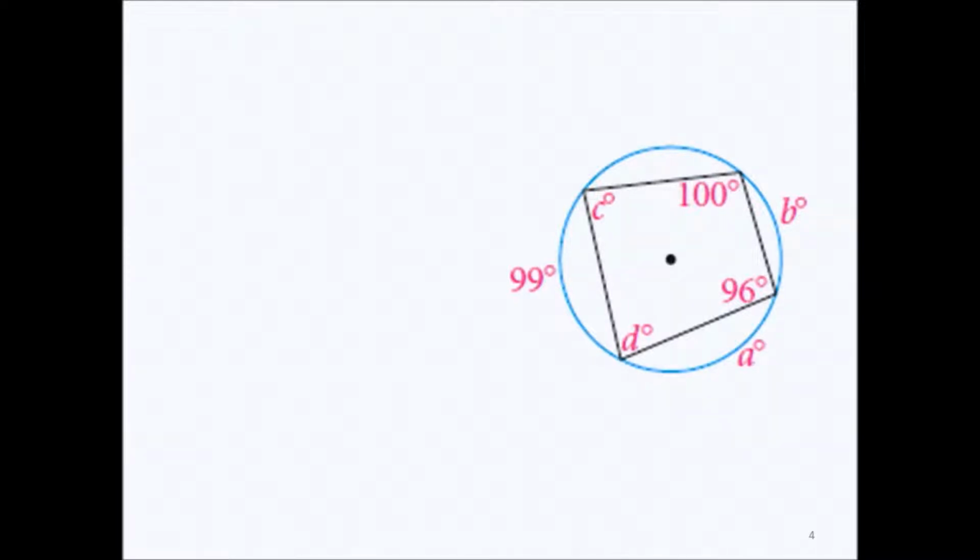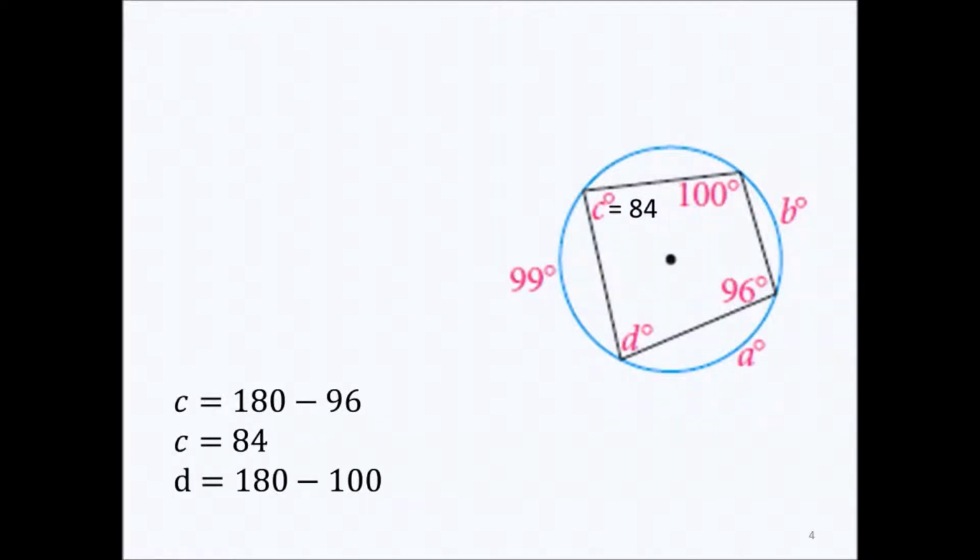So to find C, we would add C plus 95 and set it equal to 180. So 180 minus 96 will give us C. And it's 84. To find D, we do something similar. D plus 100 equals 180. So 180 minus 100 will give us D. D equals 80.